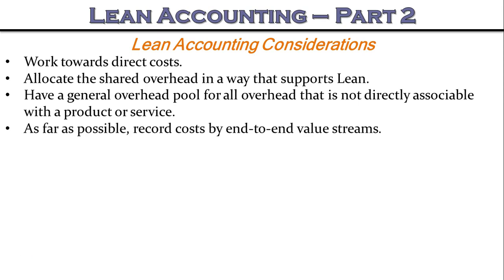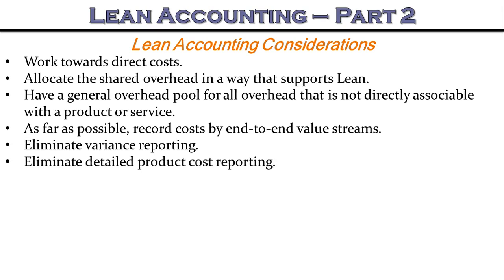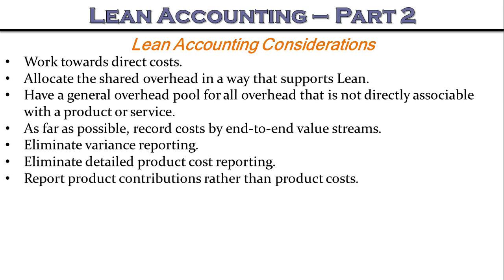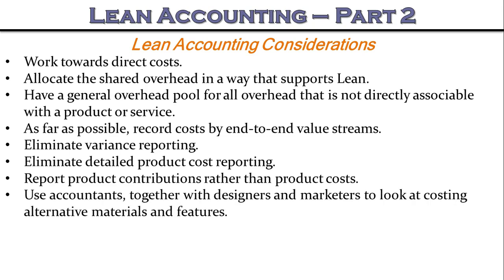As far as possible, record cost by end-to-end value streams. Avoid transfer costs between sections of the value stream. Eliminate variance reporting. Eliminate detailed product cost reporting. Instead, do a periodic estimation exercise together with line managers. Look ahead rather than back. Direct cost associations help considerably. Report product contributions rather than product costs. Use accountants, together with designers and marketers, to look at costing alternative materials and features.